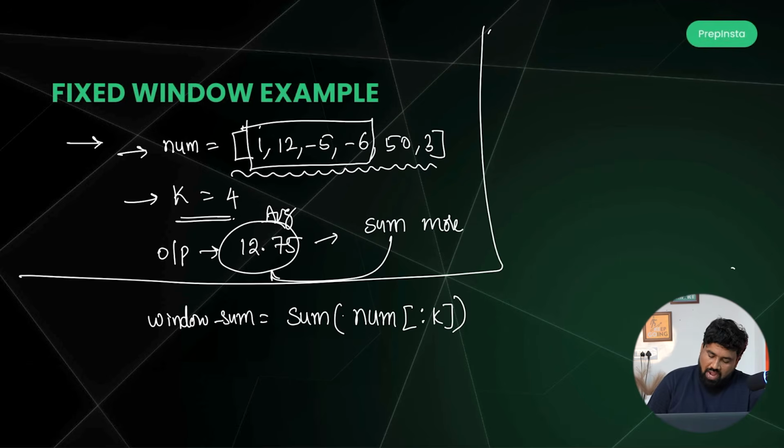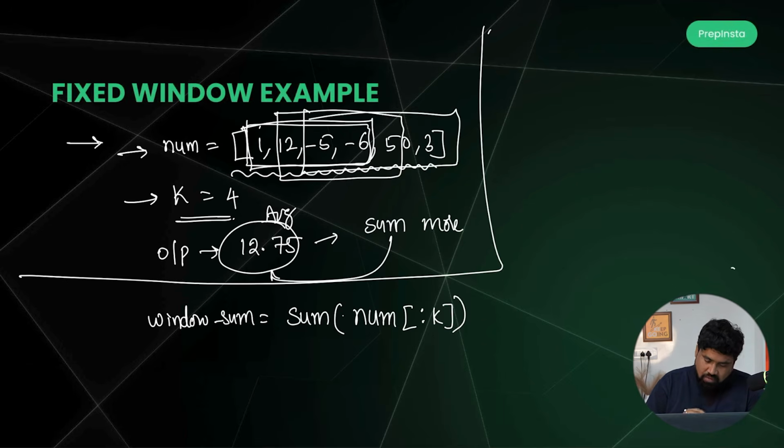So I have added the sum of the first 4 elements, which is nothing but colon k. If it is the maximum, I will print it, but I can't decide it is a maximum yet, right? I have to slide the window a little bit. First 4 elements I have added, next 4 elements I have to add, next 4 elements I need to add. So I have to move the window, right? So for this I am taking a for loop.